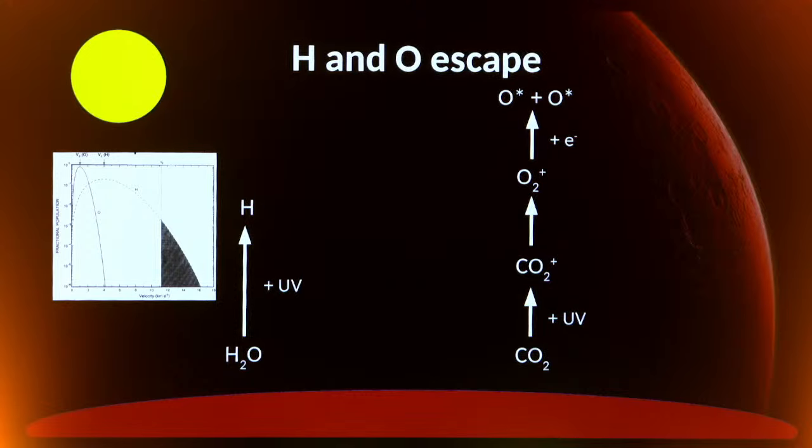On the other hand, the escaping oxygen comes ultimately from the photoionization of CO2 that ends up producing O2+ ions, which are the dominant ions in the ionosphere. These O2+ ions recombine with electrons and produce two oxygen atoms. This is a very exothermic reaction, so these atoms carry an excess of energy, and part of the oxygen atoms produced by this mechanism can escape from the atmosphere.